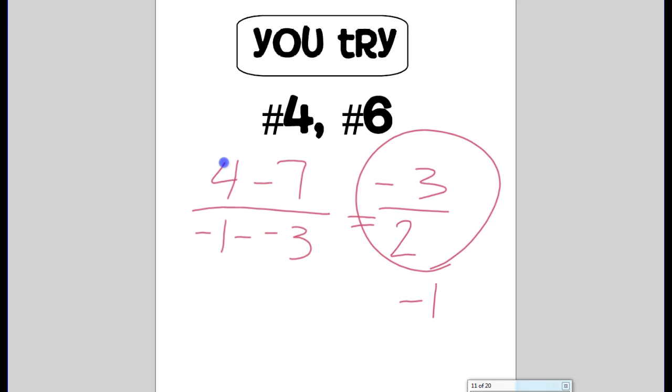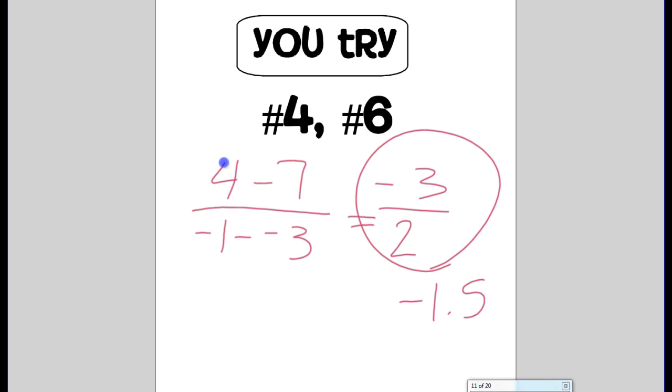You could also write negative 1.5 if you really wanted to, but I like slope as a fraction better than a decimal, because slope means rise over run. I like it to be a number over a number, okay? I like this answer better, but I would not count negative 1.5 wrong.